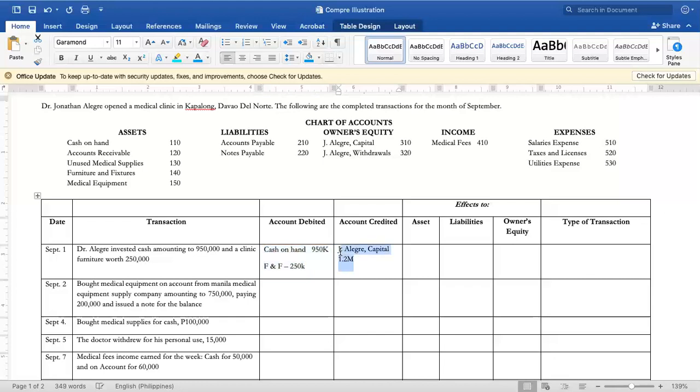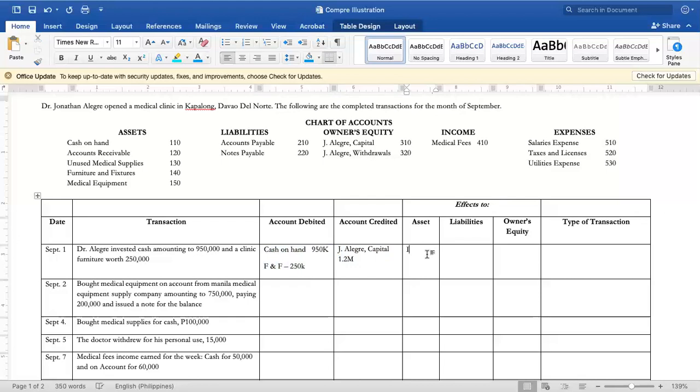But take note, equal gyapon ang amounts because 950 plus 250, the total debits is 1.2 and the total credit is 1.2. Okay. So, di ba? So, next, effects to your asset. Based on this transaction, unsa effect sa asset? Increase, decrease. Diba? It will increase.